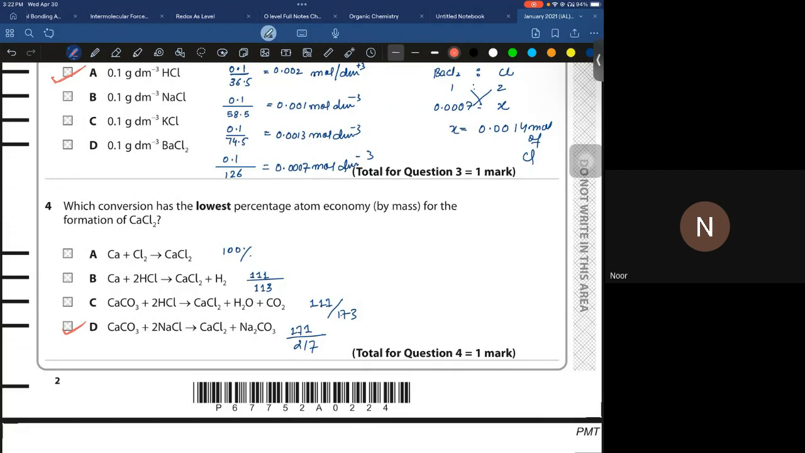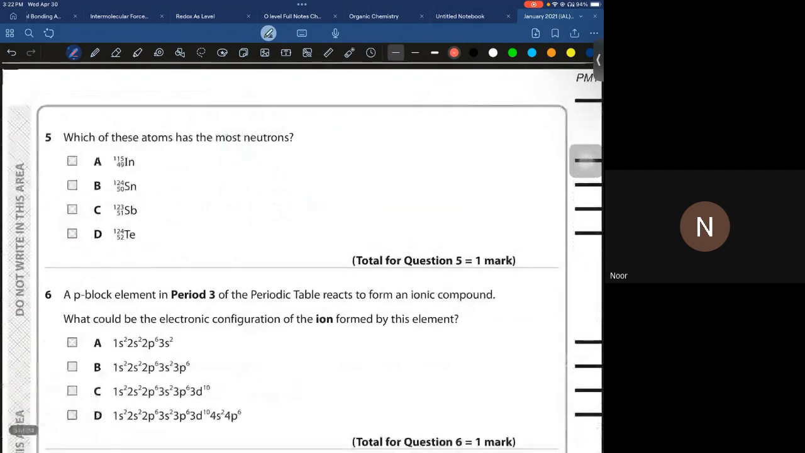Question number five. Which of these atoms has the most neutrons? You have to subtract the proton number from the mass number. So that would be 115 minus 49, 124 minus 50, 123 minus 51, 124 minus 52. Then you would be getting the answer. Of course, the answer is B. That is going to have the most neutrons.